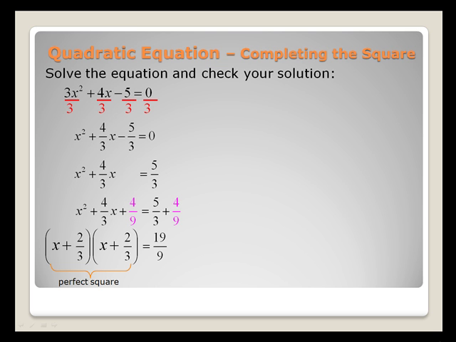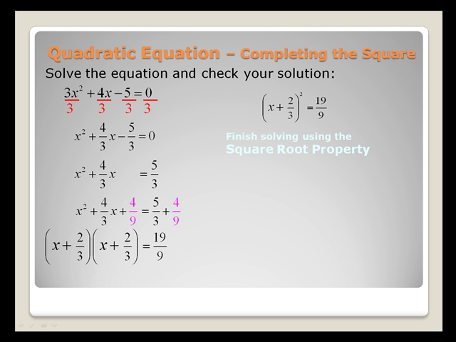Okay, notice it is a perfect square. We have two identical factors, x plus 2/3 times x plus 2/3. Since it's being multiplied by itself, we can really rewrite this. The left-hand side can be x plus 2/3 squared. That's what it means to multiply something by itself.